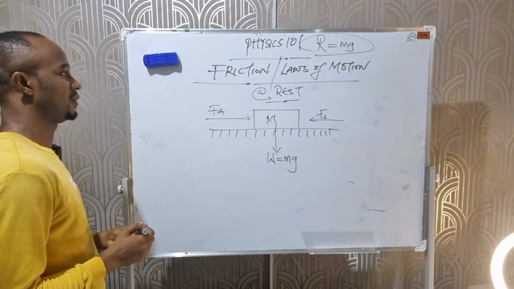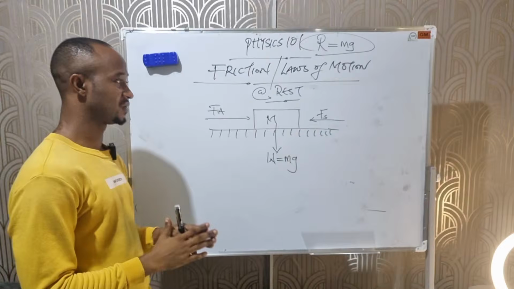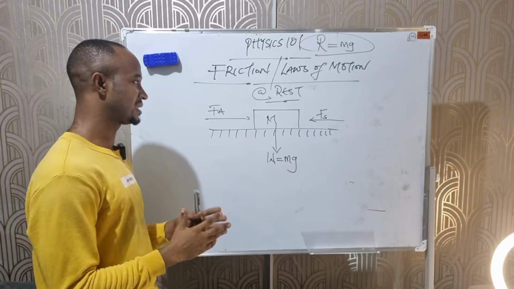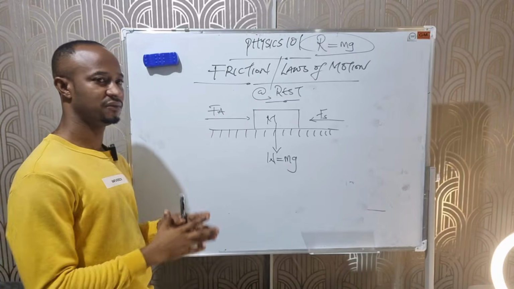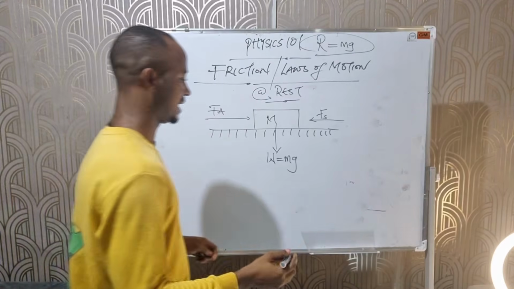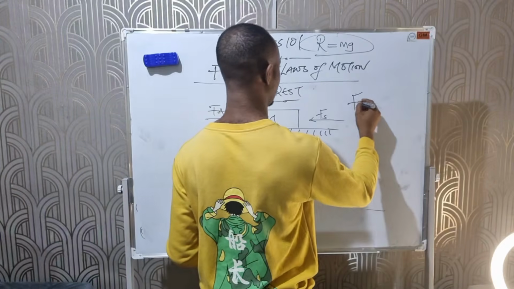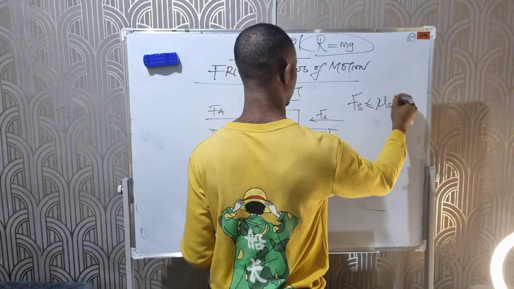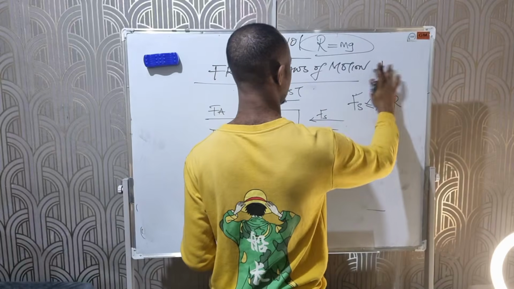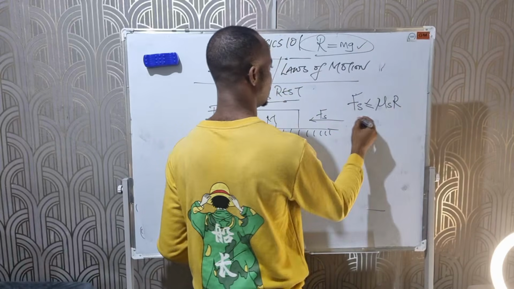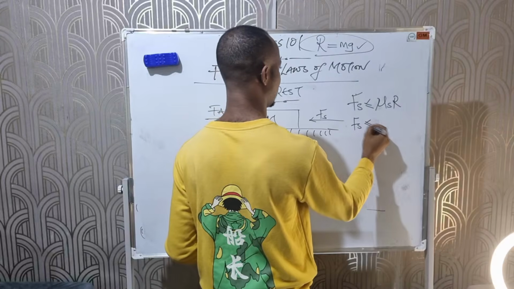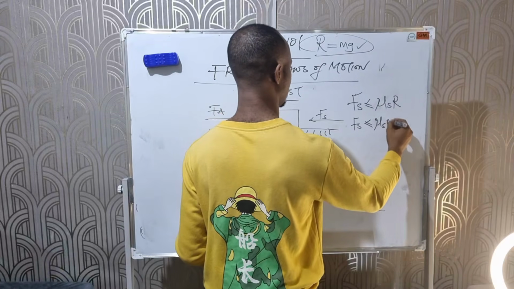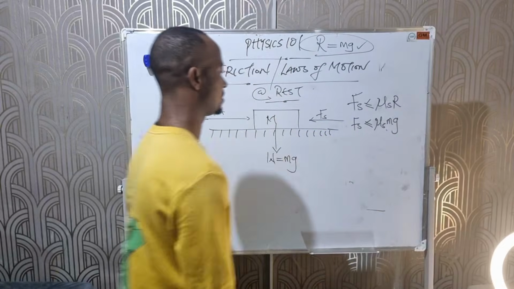We say that when the body is at rest, when the body is not in motion, the frictional force that holds that body is static frictional force, right? And I define that the frictional force Fx is less than or equal to mu x R, where R is equal to mg. So Fx is less than or equal to mu x mg. Is that not?